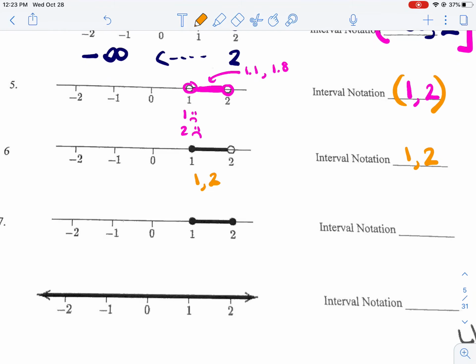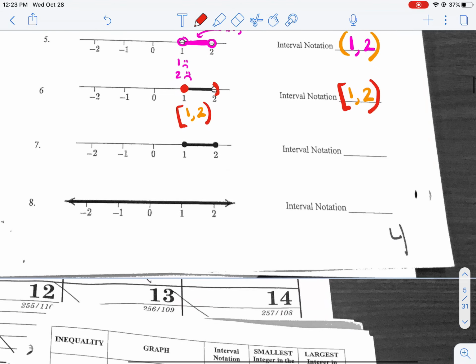This looks like the same answer, but what's different in our picture? We have a filled in 1, which means 1 could be an answer. So that's sort of like our pizza example. 2 is open, so that's going to be a circle bracket. And then if we look here, same idea, 1 to 2, but now 2 could be an answer and 1 could be an answer.